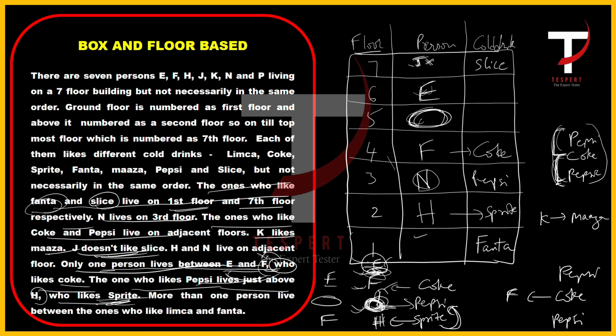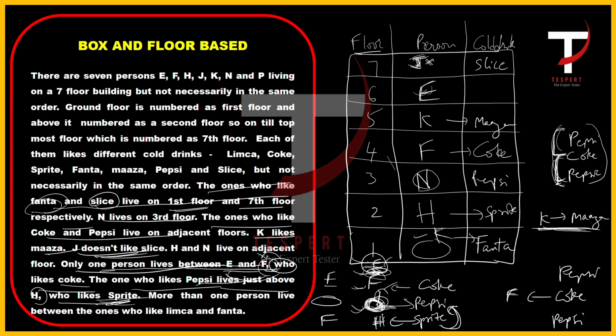So J doesn't come here. J either comes here or here, right? But in this case, we have considered K. K likes Maza. So K cannot come here, because if K comes here, then K must like Fanta, but K likes Maza. So the only place where we can insert K and Maza is in fifth floor, right? So K comes in the fifth floor, K likes Maza.